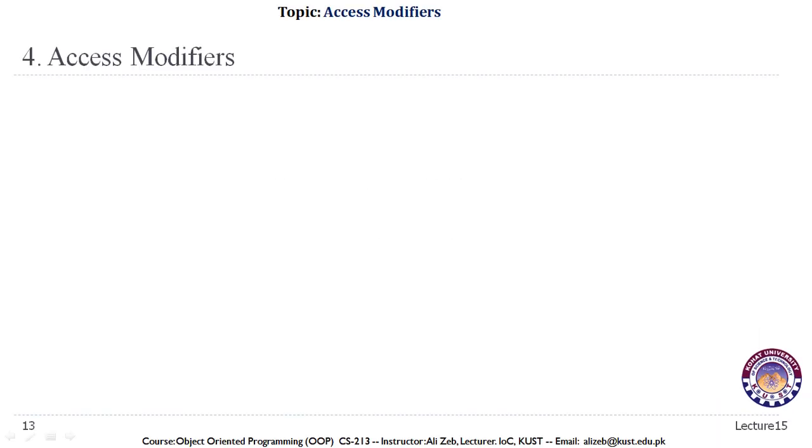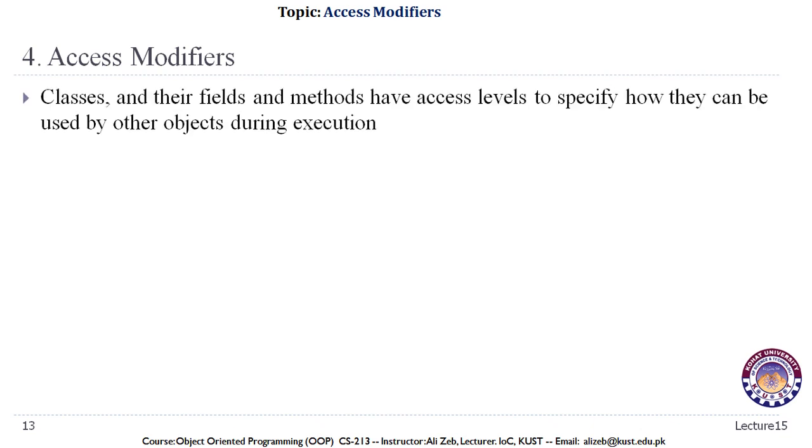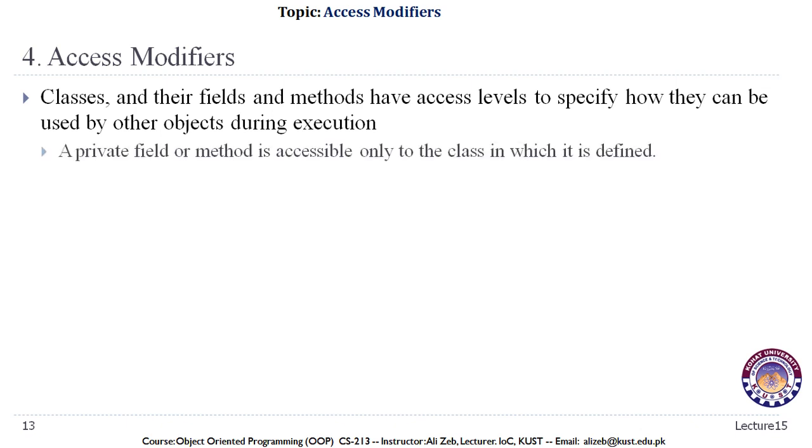In this part of the lecture, we will discuss access modifiers again, especially in the context of inheritance and polymorphism. Classes and their fields and methods have access labels, to specify how they can be used by other objects during execution. This simply means how we can access the different fields and methods in our classes.